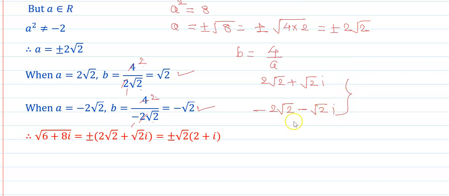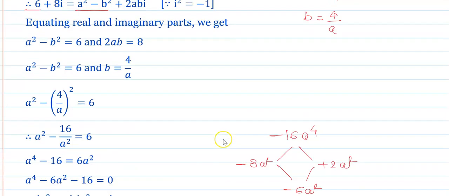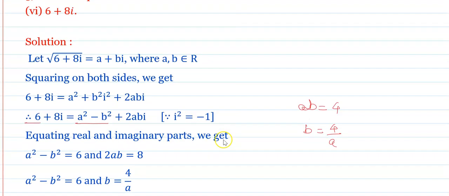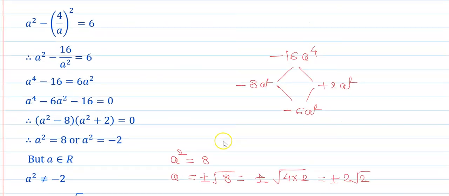These are the roots. And how do we give them in combined form? That is root of 6 plus 8i is equal to plus or minus (2 root 2 plus root 2 i). And here again you can take root 2 as common, and hence you will get plus or minus root 2 (2 plus i). Again, here you can see, we solved a number of examples of this type.